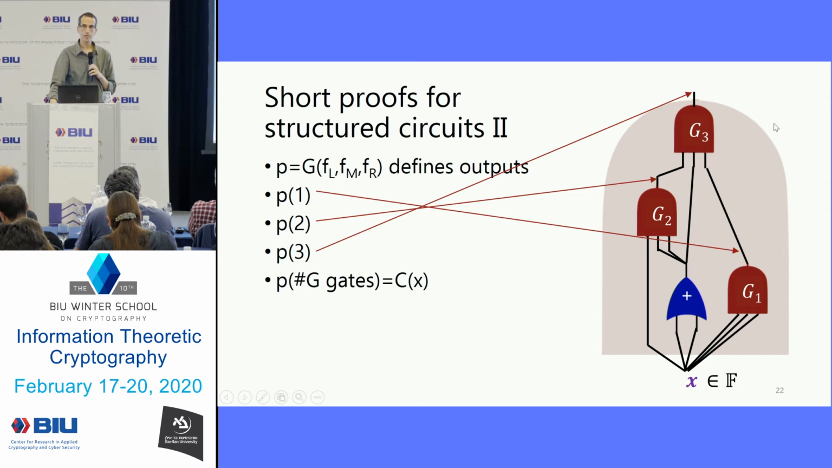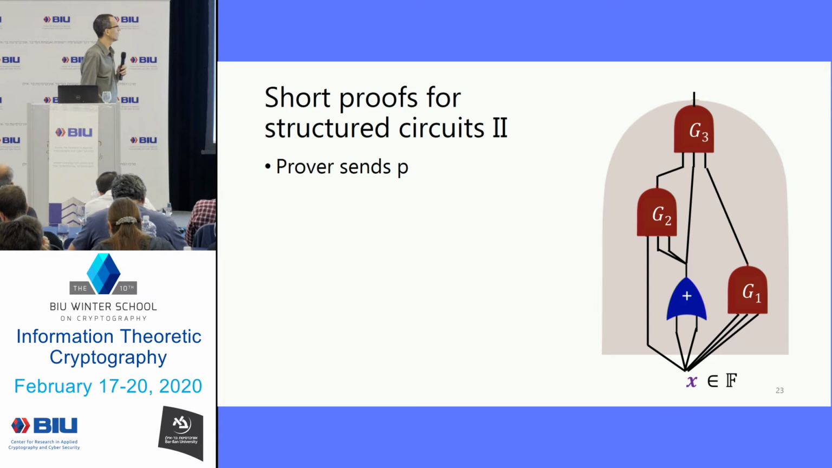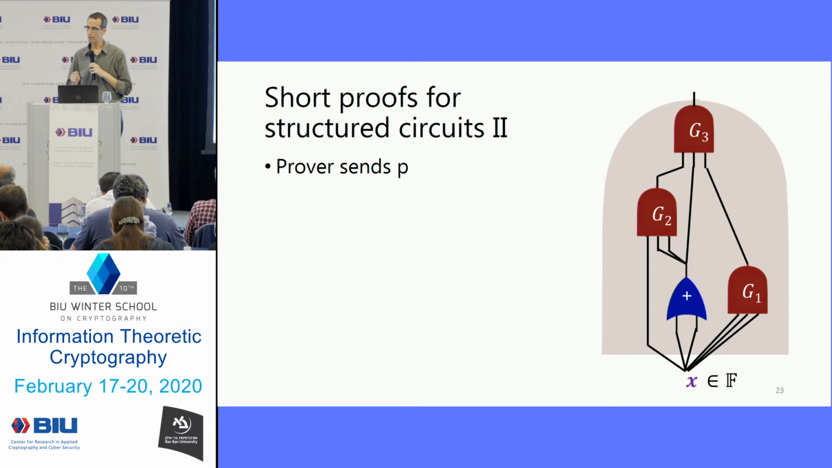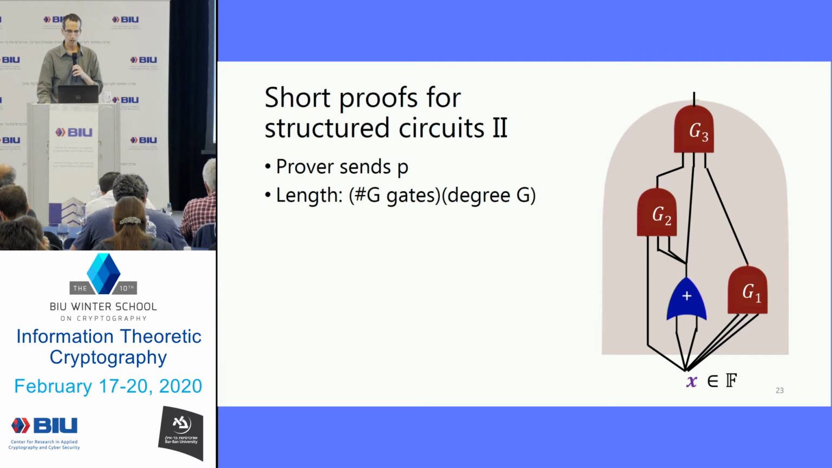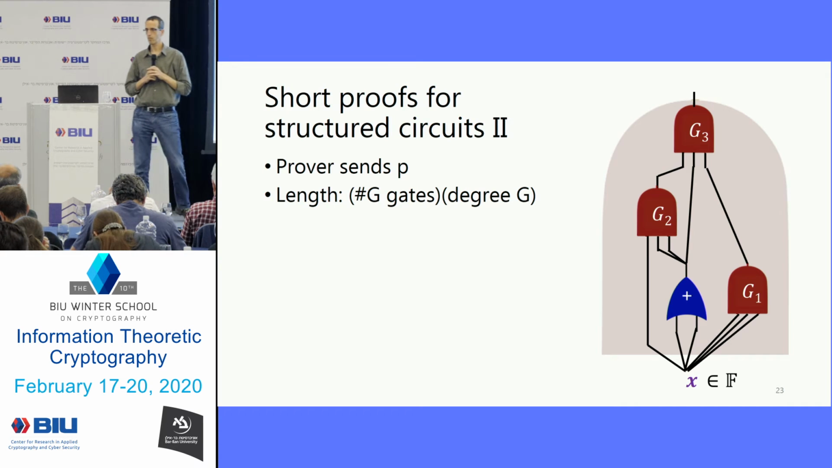So now, to verify that the circuit output 0, we need to do the following. The prover sends P, this polynomial. Its length is much shorter than the circuit. Its length is the number of G gates times the degree of G. It's smaller than the circuit, assuming that the degree of G is small.